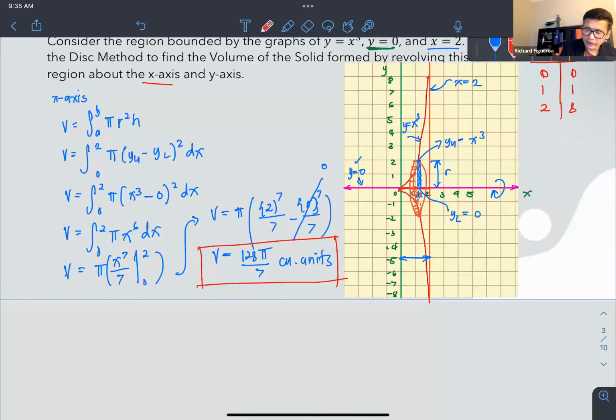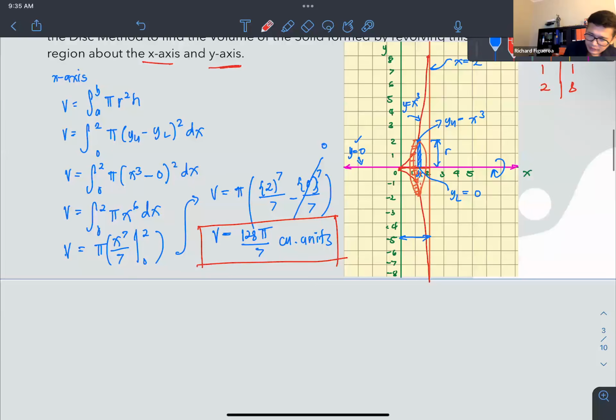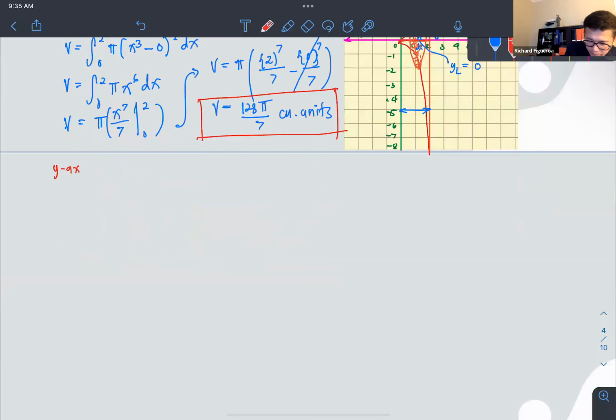Okay, so that's the first question. The second question is, how about if we're going to revolve it around the y-axis? So y-axis natin siya paikot.